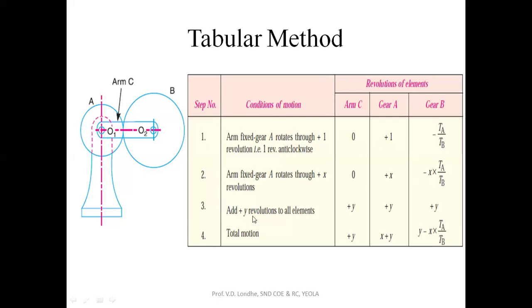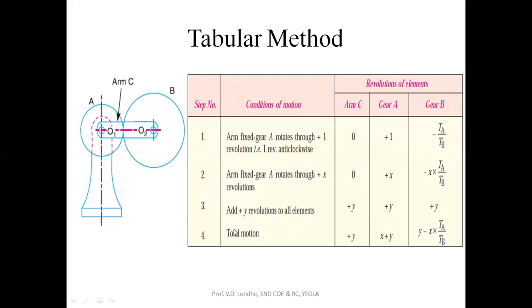Then the third step is you have to add y revolutions to all elements. Means here, first of all, x motion is given to A, but in that case, the arm was fixed. Now you have to add y revolutions to all elements. It may be A, it may be C, and it may also be B. So it will be +y, +y, +y because it is clockwise sense.